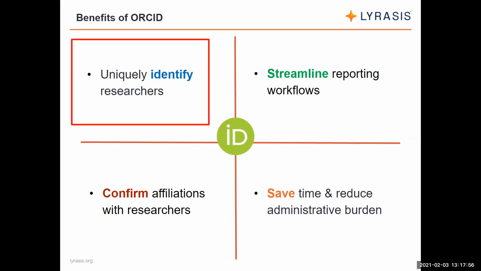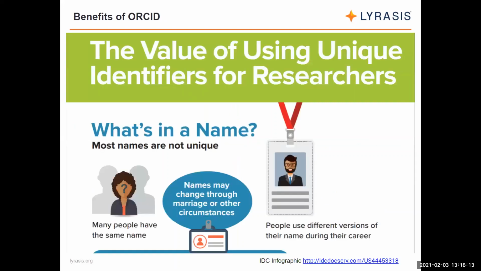So at the most basic level, the ORCID ID number distinguishes researchers from each other and allows you to uniquely identify them regardless of whether multiple people share the same name or have changed or used different names over the course of their career. So what is in a name?